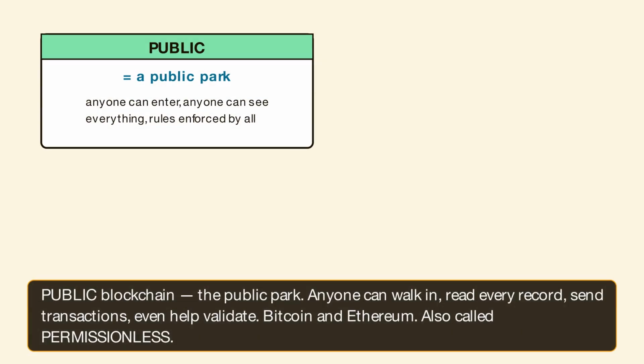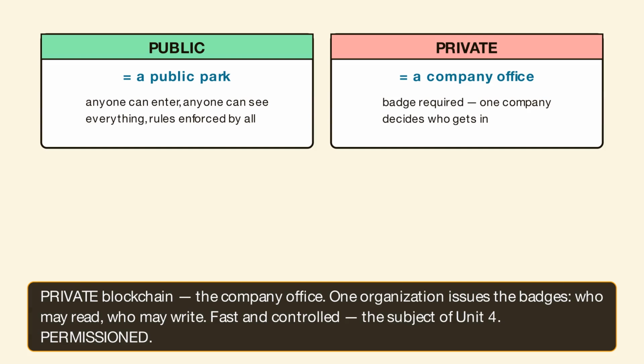Public blockchain. The public park. Anyone can walk in, read every record, send transactions, even help validate. Bitcoin and Ethereum, also called permissionless. Private blockchain. The company office. One organization issues the badges. Who may read, who may write. Fast and controlled. The subject of Unit 4. Permissioned.